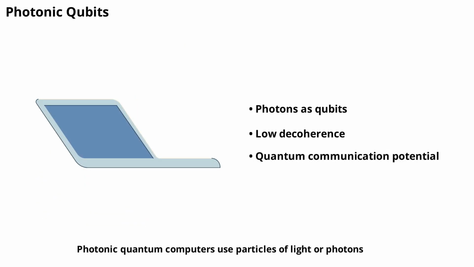Photonic quantum computers use particles of light, or photons, as qubits. Photons are less susceptible to decoherence and can travel long distances, making them ideal for quantum communication. However, controlling and interacting photons for computation is a significant technical hurdle.